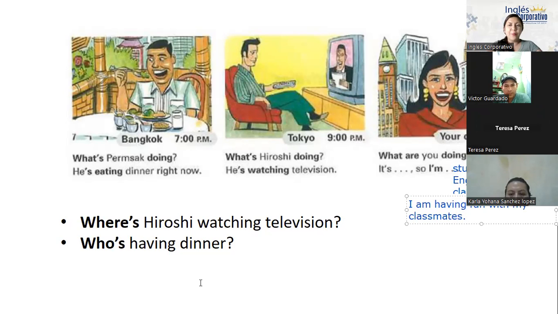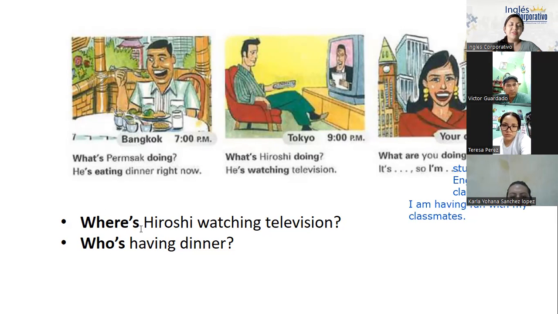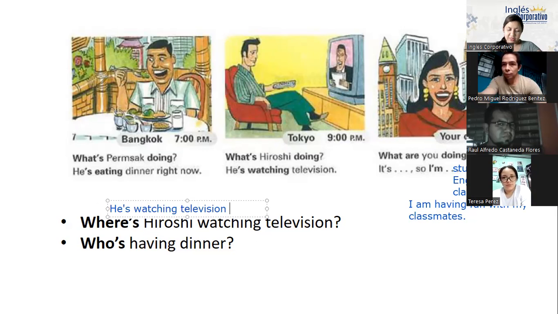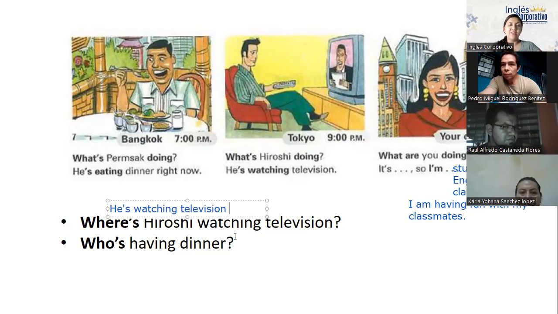Okay? Now, questions. Where's Hiroshi watching television? Where, apostrophe S, means where is. It's the contraction of where is Hiroshi watching television. ¿Qué significa where? ¿Se acuerdan? ¿No se acuerdan qué significa where? ¿Dónde está Hiroshi viendo televisión?